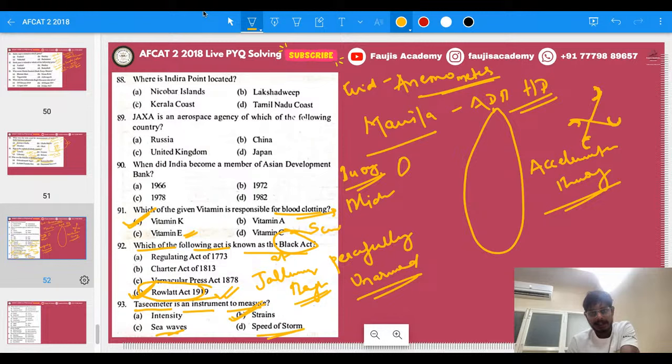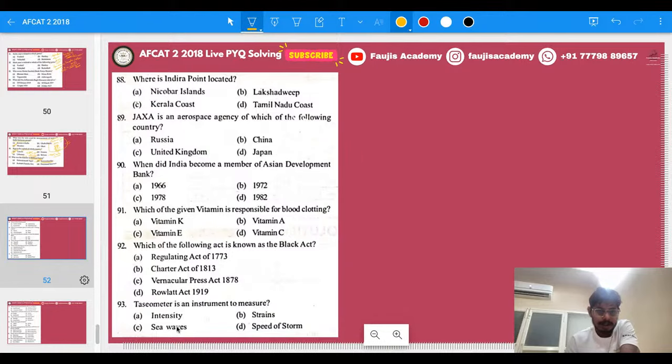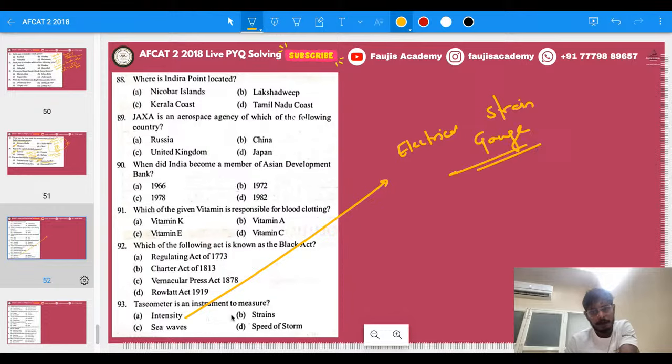Intensity is a slightly dicey one. The measurement of intensity is slightly dicey. I searched it in the open sources, and the answer for intensity was electrical strain gauge. This is what I found out. But then how about strains?